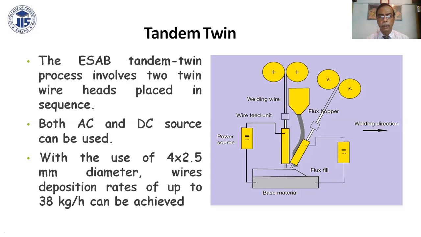Initially, I told that submerged arc welding is basically designed for automatic welding, and also for thicker plate, thicker joints. So 38 kg per hour is a high productive machine. It can be used for thick plate welding with higher productivity.